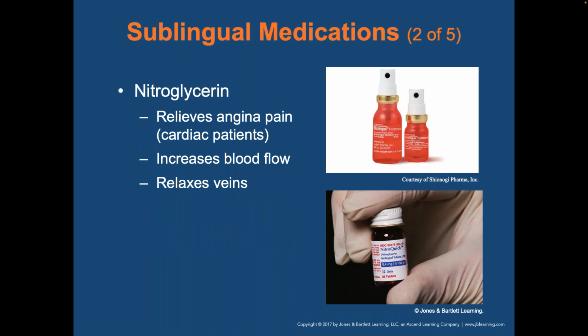Nitroglycerin relieves angina pain in cardiac patients. It increases blood flow and relaxes the veins. Keep in mind, when you're increasing blood flow by relieving the spasm, causing arteries to dilate by relaxing muscles of the coronary arteries and veins, as we're dilating, we're decreasing blood pressure. So that's going to be one of the side effects behind it.